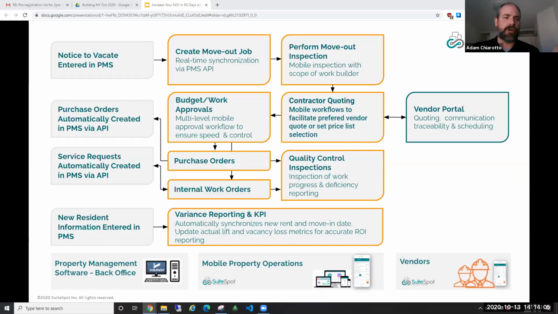So it starts with the notice to vacate being entered into the PMS, because there's always some sort of PMS that needs to happen. And then what we're able to do within SuiteSpot, we can actually synchronize with those PMSs to pull that information into SuiteSpot. So you're not having to duplicate the work. You're not having to say, okay, well, I need to go put in this move out notice into, you know, Yardi, MRI, RealPage, Entrata, whatever, and then I need to do the same thing in SuiteSpot. We want to deduplicate any of these work efforts, so we're able to pull this all in.